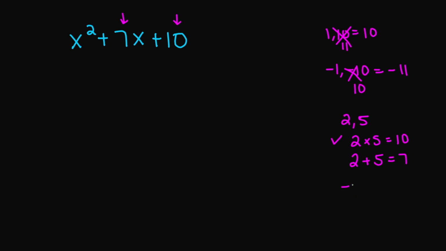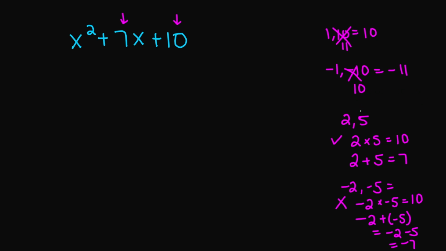And then if I do -2 and then -5, let's say you didn't know, -2 times -5 is going to give you a +10. And then if you add -2 plus -5, this is -2 minus 5, and this is going to give you a -7. So as you can see, -2 and -5 is not the correct answer.